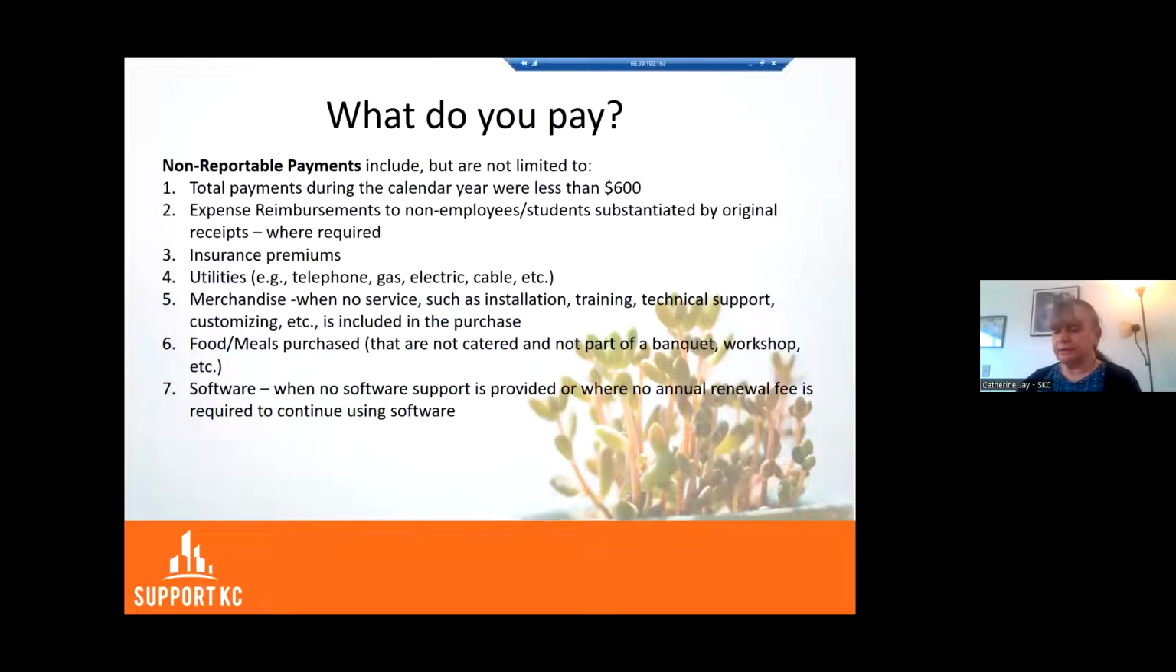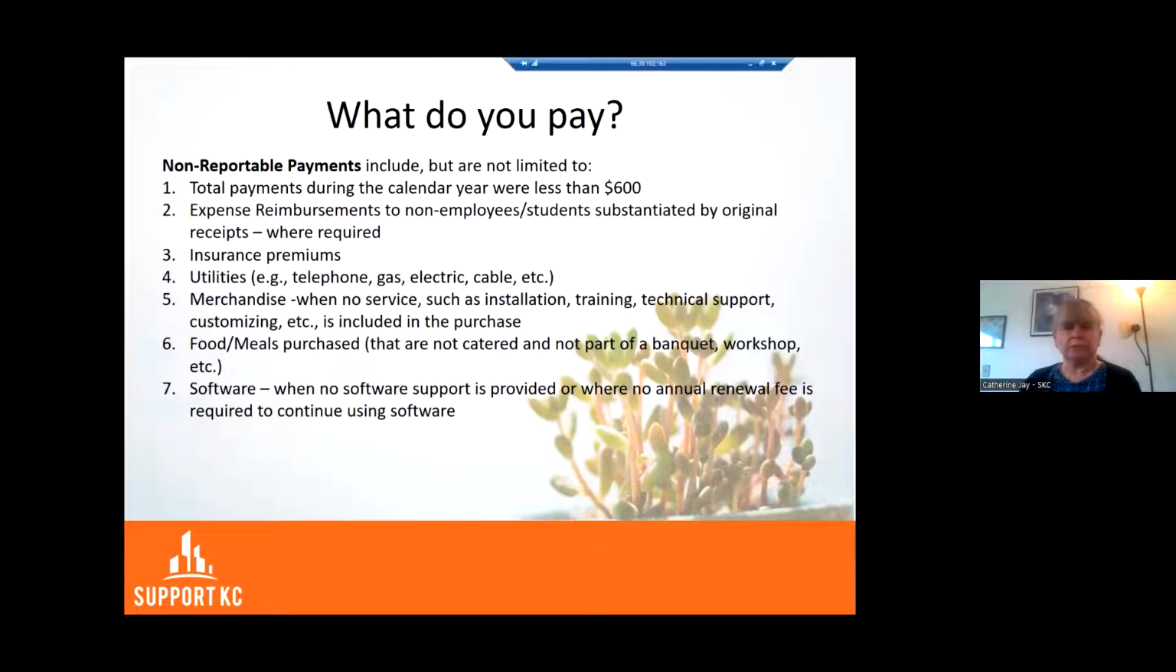Non-reportable payments would include anything that's under $600 total for the year for that vendor. So if they come in at $599, there's no reporting requirement. But anything $600 or more needs to be reported. Expense reimbursements to non-employees, so your independent contractors that are turning in receipts and getting reimbursements, those are not reportable.